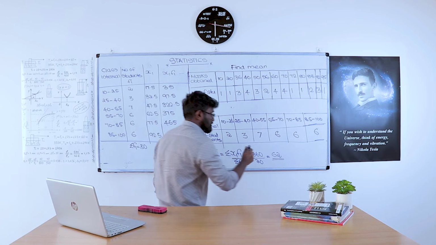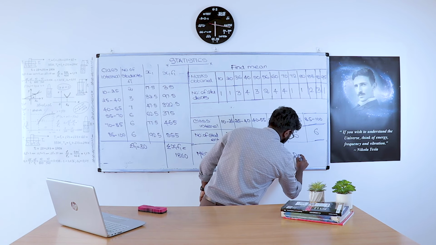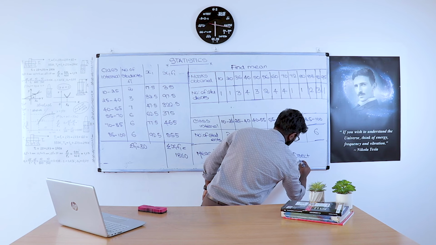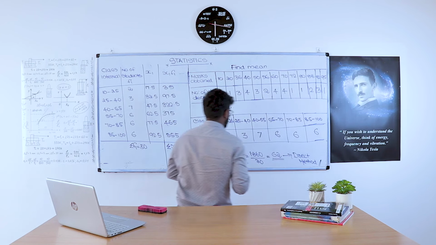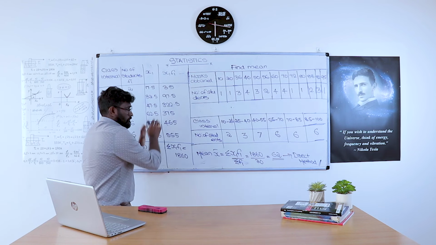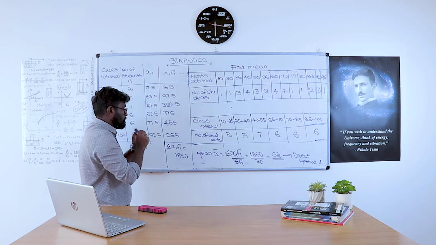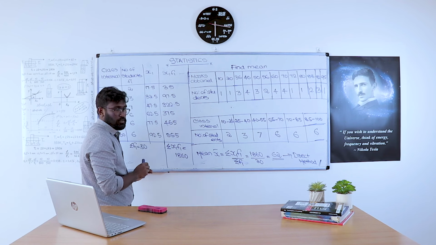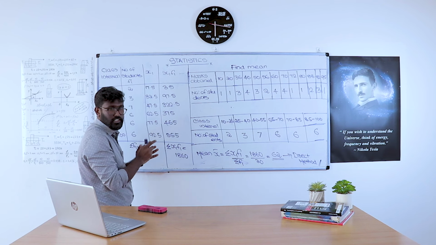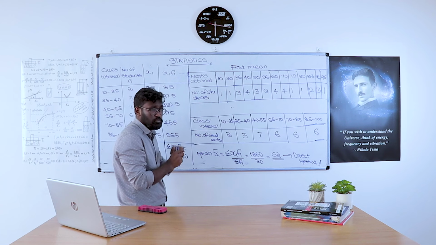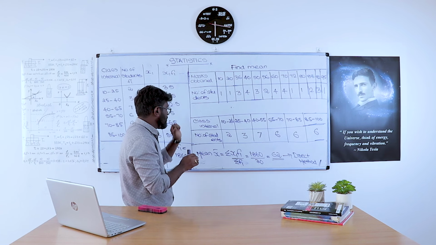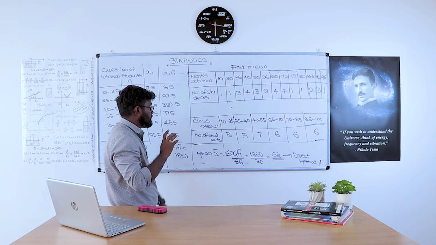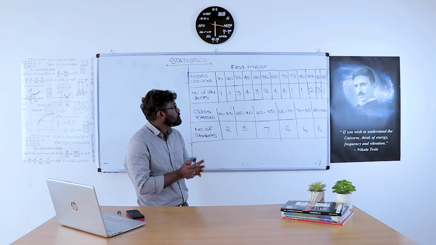This method is called the direct method. So this is the way of finding the mean using the direct method. Right now we want to discuss the assumed mean method. Moving to the assumed mean method.